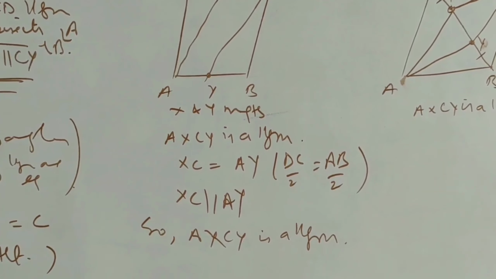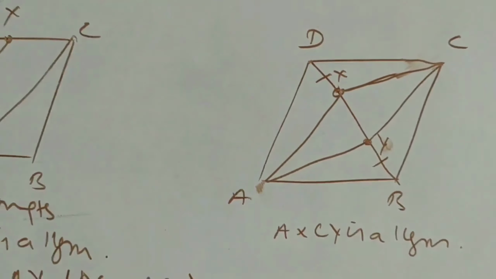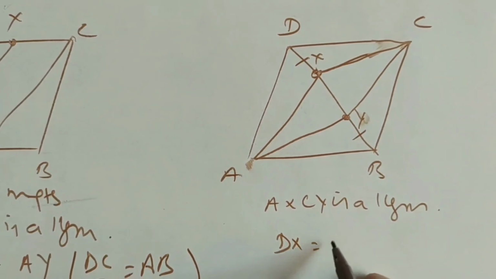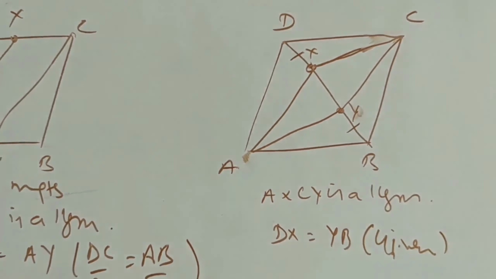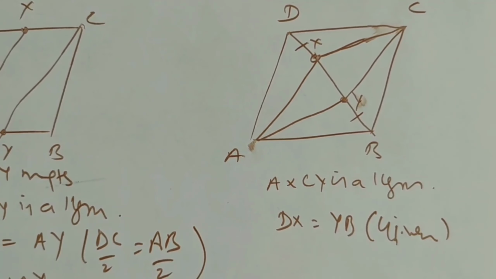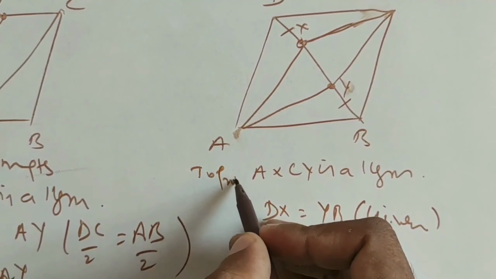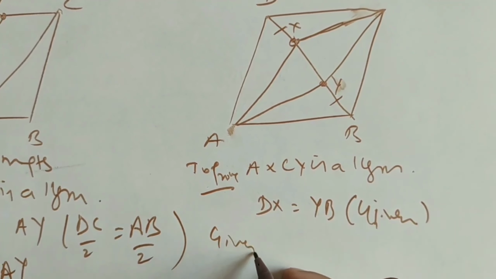Okay. Now one more we have. In this, DX equal to YB is given. We need to prove that AXCY is a parallelogram. This is to prove. And ABCD is a parallelogram is also given.